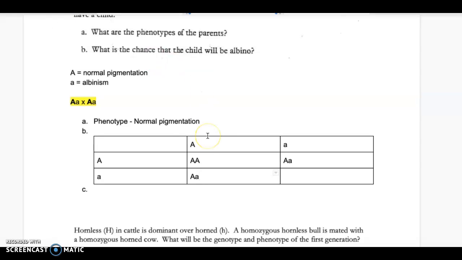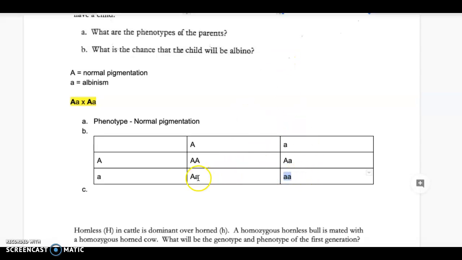Okay, so we've got AA and so on. We're matching them up. Cool. All right, once you've matched them up, we need to identify the chances that this child will be albino. So I just start with identifying which genotype is going to make the child albino.